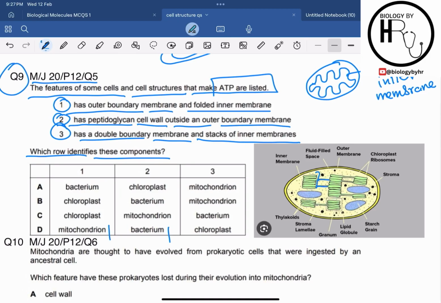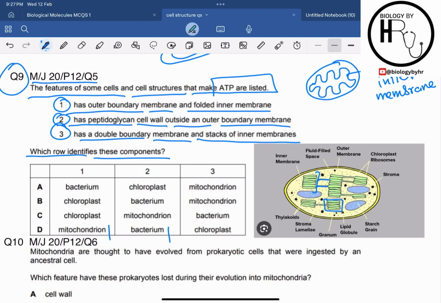These are the stacks, basically the stacks of the thylakoid, right? Thylakoids are flattened sacs, and they are arranged in stacks which make up the granum, right? This whole is known as the granum.